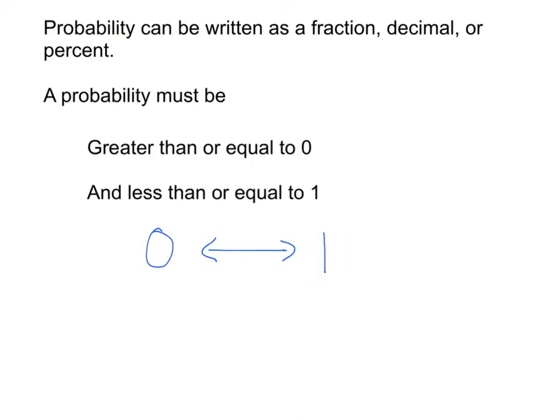Let's quickly think about what that means. What would it mean if we have a probability of 0? If something has a probability of 0, that means it could never happen. What about 1? If something has a probability of 1, that means it's going to happen for sure, or you could say it has a 100% chance. This is a 0% chance. This is a 100% chance.